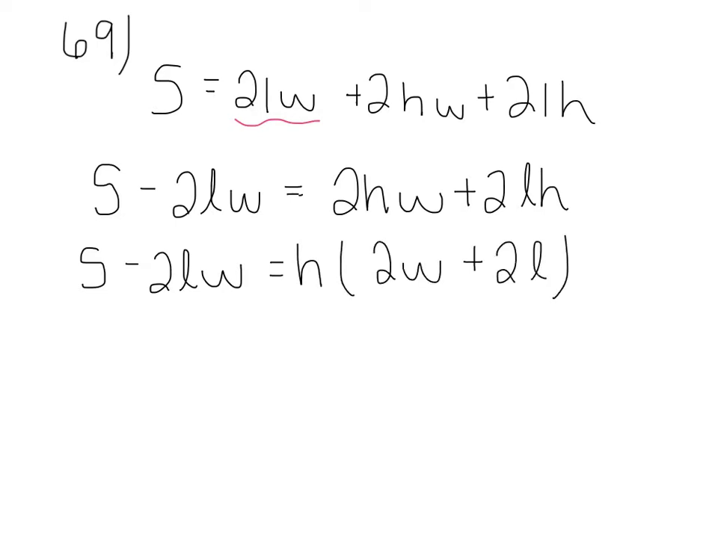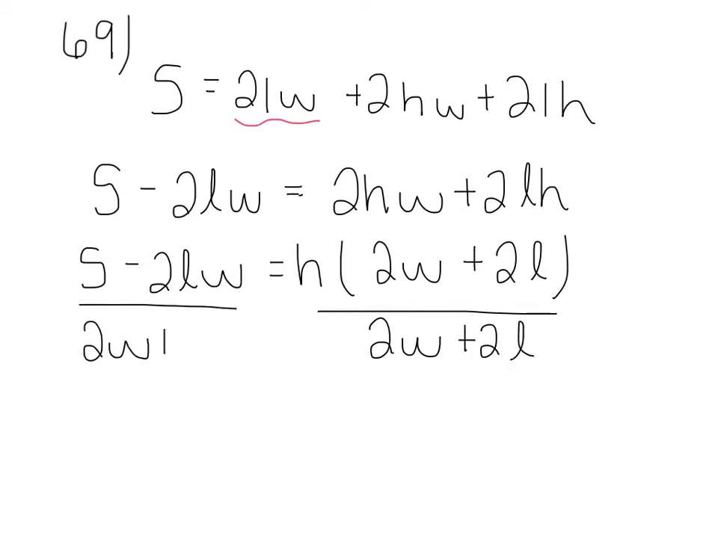length. Now I can divide by all of that to get h by itself. So divide by 2w plus 2 length. And since those canceled, I have h by itself, and then I'm going to go ahead and check my responses. And it's going to correspond then to C. So C would have been the correct answer for number 69.